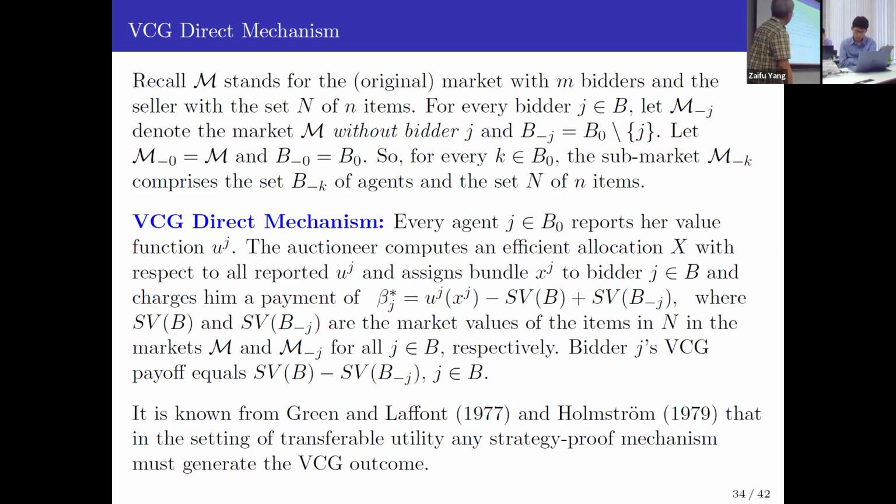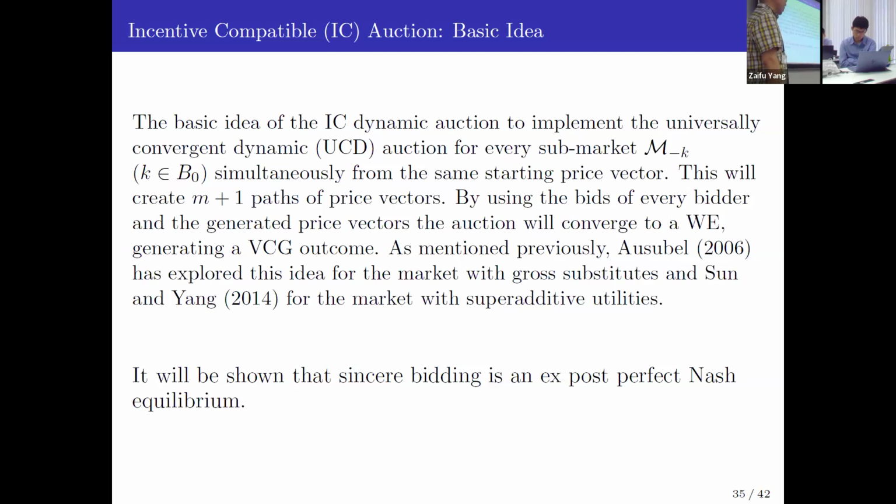As already mentioned, this is similar to Ausubel. Of course our design and the paths are different, but in principle this idea of using n+1 markets is the same. We cannot get anything else, because you have to generate the VCG outcome, and when you generate the VCG outcome, you have to use n+1 markets.